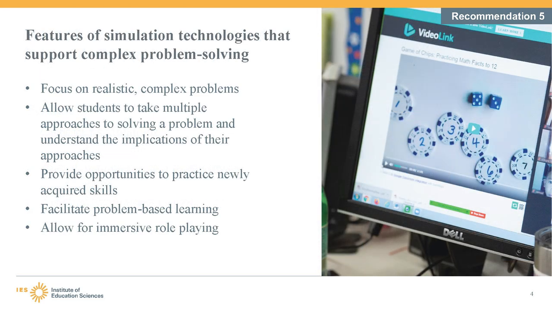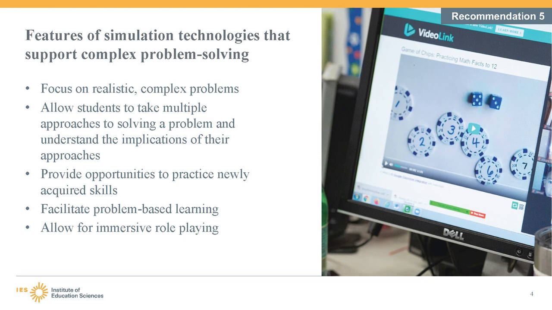The practice guide emphasizes that in order for a simulation to support this kind of problem solving, it should have one or more of the following features. It should focus on realistic and complex problems. It should allow students to take multiple approaches to solving a problem and understand the implications of their approaches. It should provide opportunities to practice newly acquired skills. It should facilitate problem-based learning. It should allow for immersive role-playing.